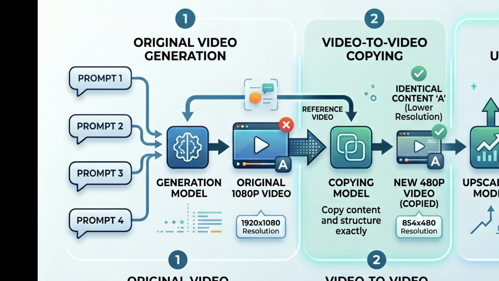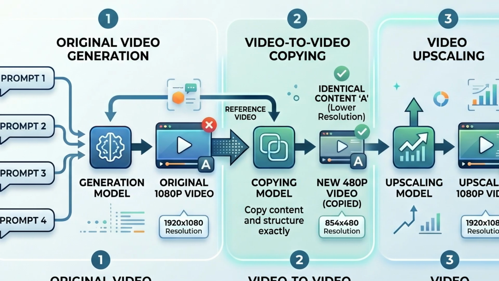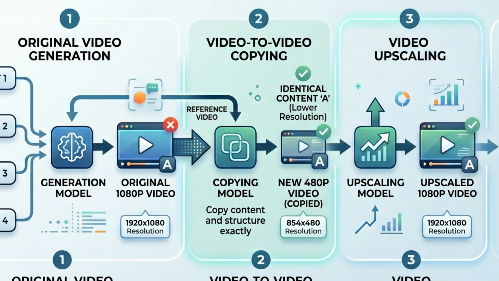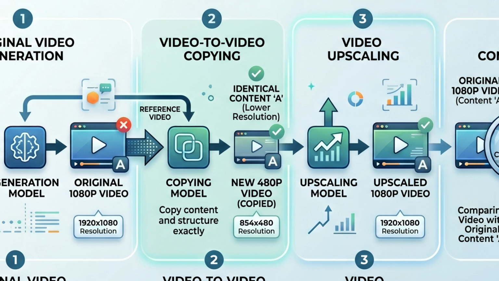So the way I did that was by running each prompt used in this test through the video generator for Seedance 2 to create a 1080p version first. Now I need a 480p version that looks the same. So as we know, if you run the same prompt through a video generator, any video generator, you're going to get a different result. It's not going to look the same.